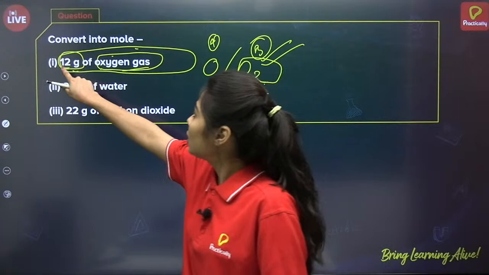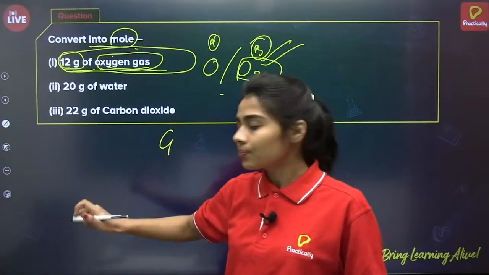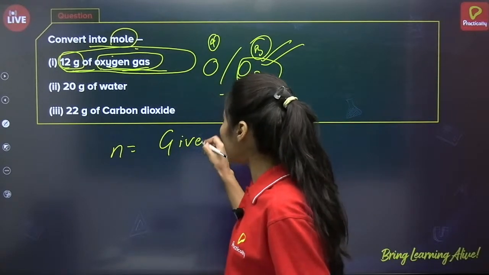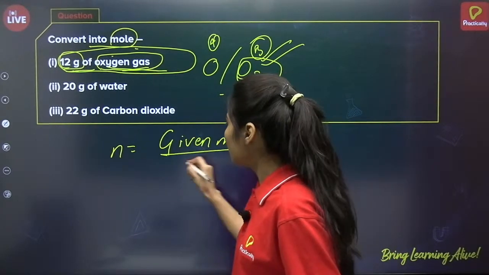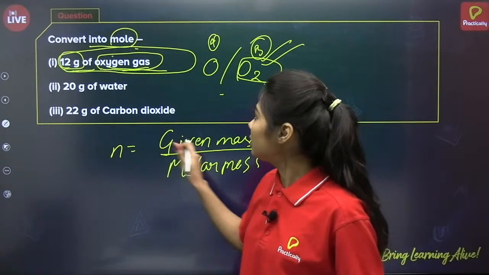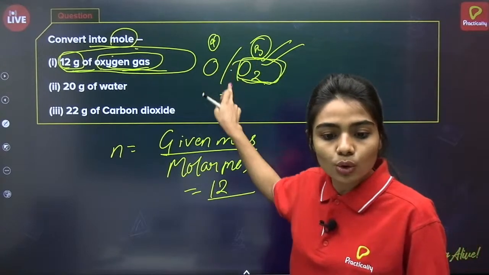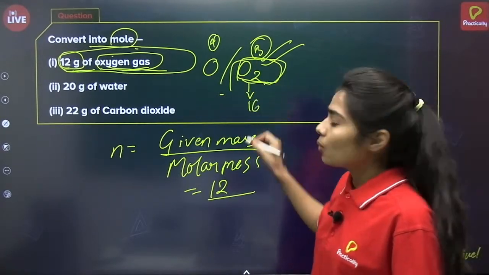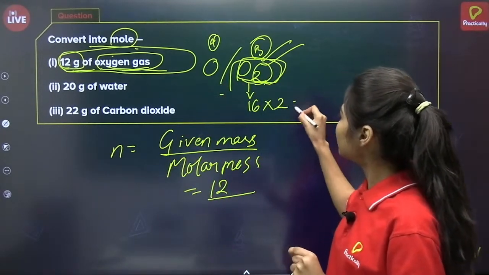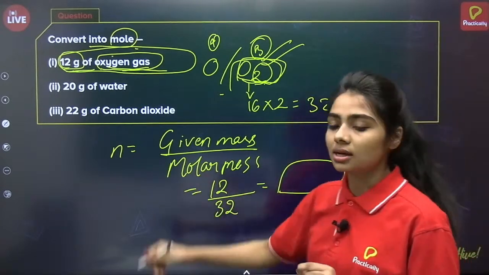Okay, so here 12 gram of oxygen gas. We need to calculate the moles now. What we have learned is that the number of moles is equal to given mass upon molar mass. Correct? Now here the given mass is 12 gram. Molar mass is what? Oxygen is O2. One oxygen atom has a mass of 16, and how many atoms are there? 2. That comes out to be 32. So 12 upon 32, whatever the answer is, is the number of moles.